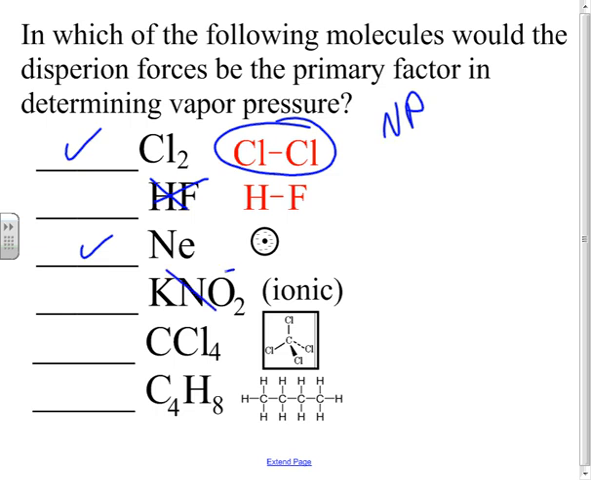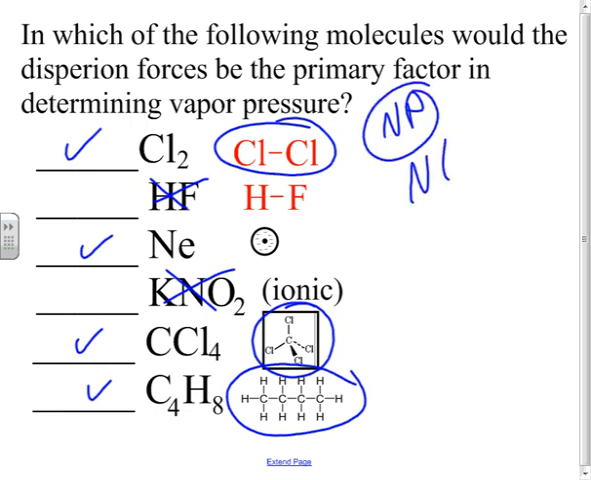Would not include potassium nitrate, that's going to be bonded ionically. It would include carbon tetrachloride, this would be a non-polar molecule, and it will also include butane because that is also a non-polar molecule. So again, dispersion forces are only in non-polar molecules and in the noble gases as the primary interparticle attractive force.